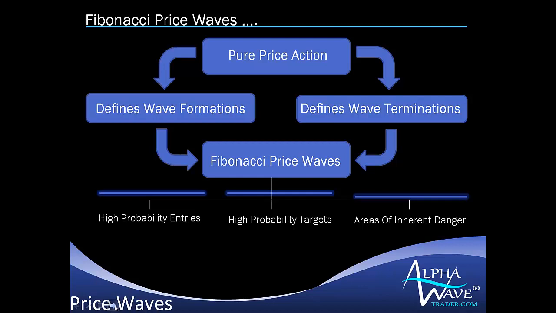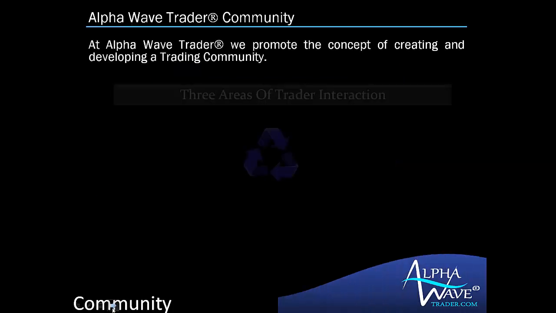And there we go. That's how critical levels of support and resistance are formed in the markets. Pure price is what defines wave formations. Pure price is all you need to identify wave termination and where price heads to, therefore forming Fibonacci price waves, giving you powerful, high probability entries with high probability targets and showing you areas of inherent danger. This in a nutshell is it.